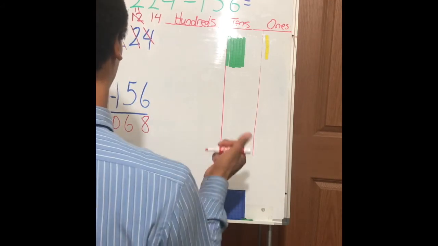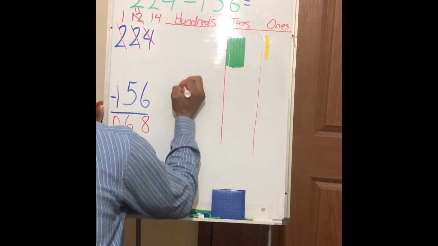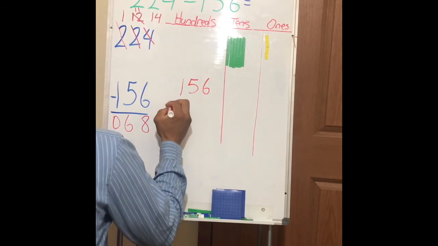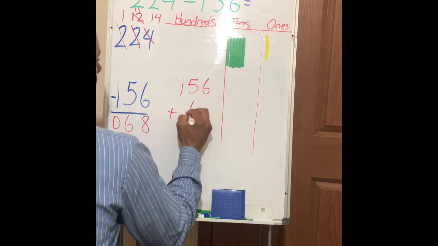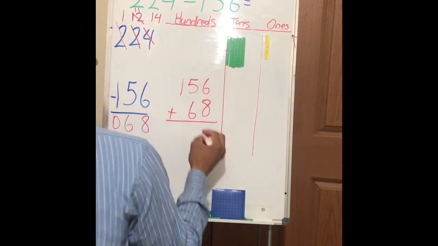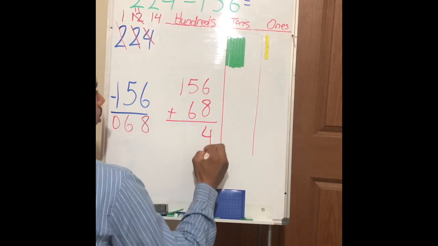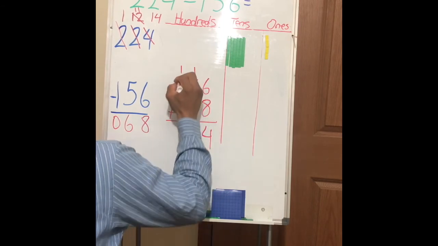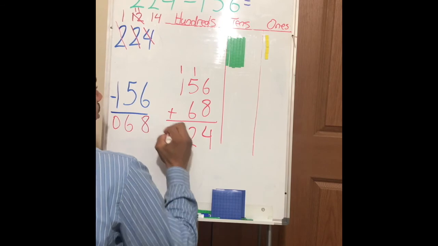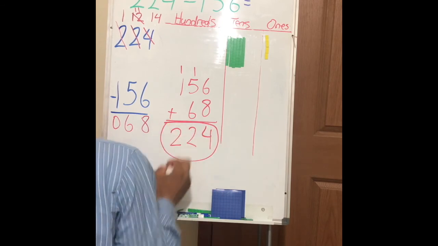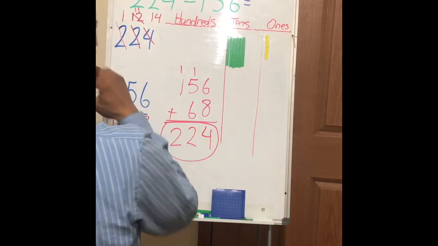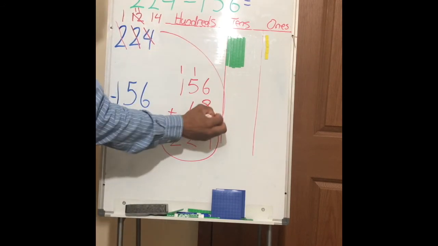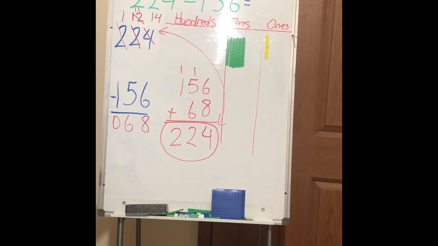And let's go back and check our work. Let's add really quickly to double check, because addition is the inverse of subtraction. 156 plus 68. 6 plus 8 is 14. Bring my 1 up here. 5 plus 1 is 6. 6 plus 6 is 12. My 1 up here. 1 plus 1 is 2. 224. So we added our difference and our subtrahend, and we got our minuend. So our work was correct.